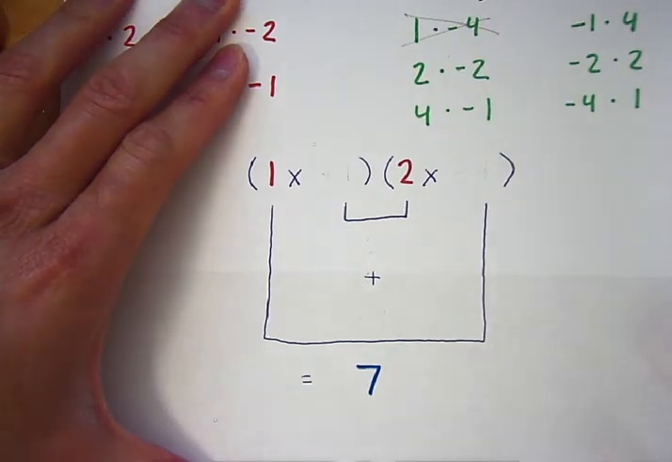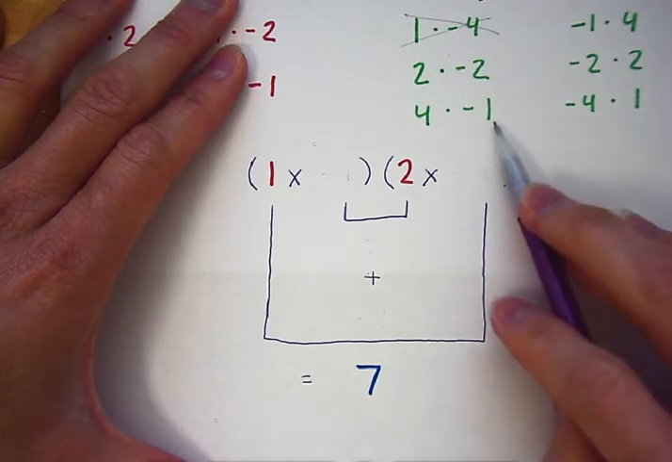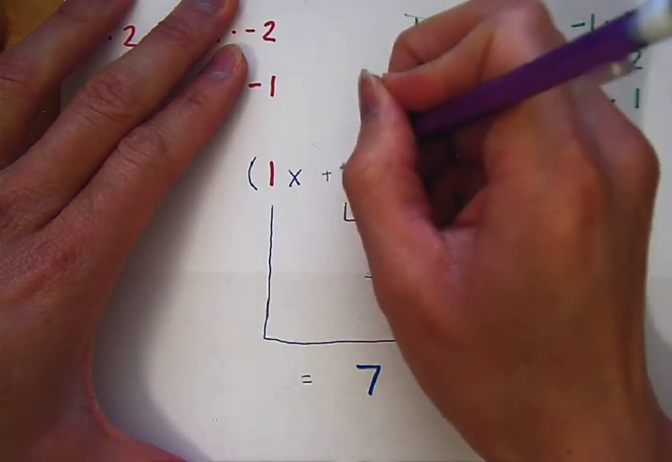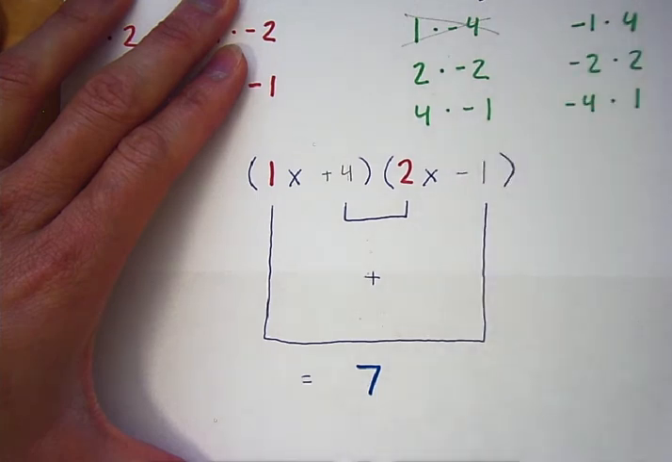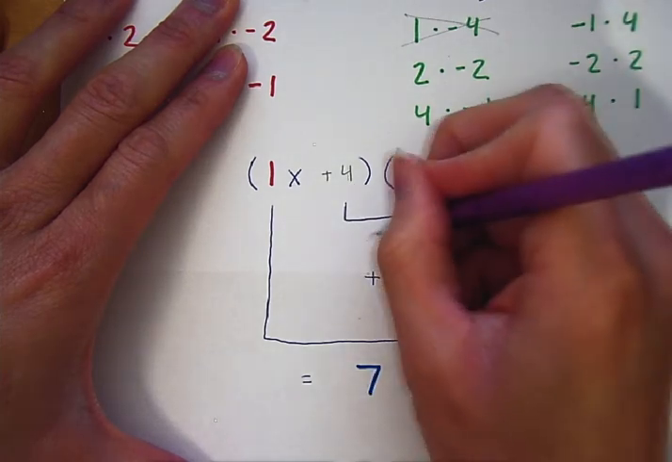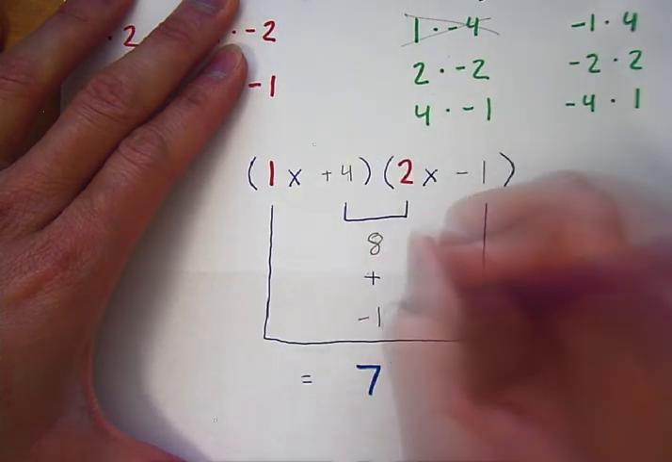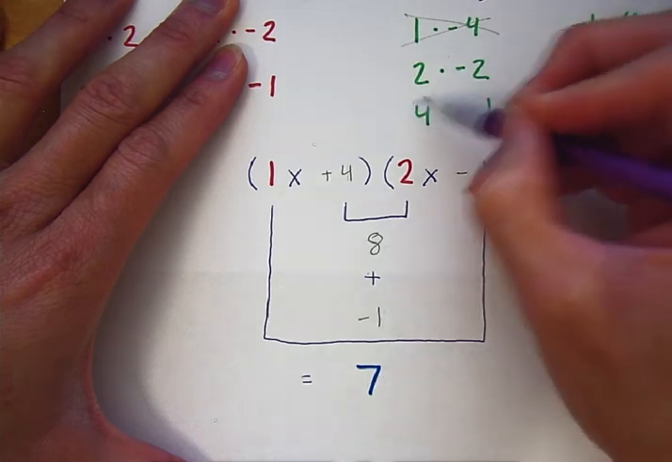Now you can pick any of the other 5 to try. I'm going to pick this one down here to try. So let's try +4 and -1 here. Okay. So +4 times 2 is 8. +1 times -1 is -1. And that one does add up. So this one works.